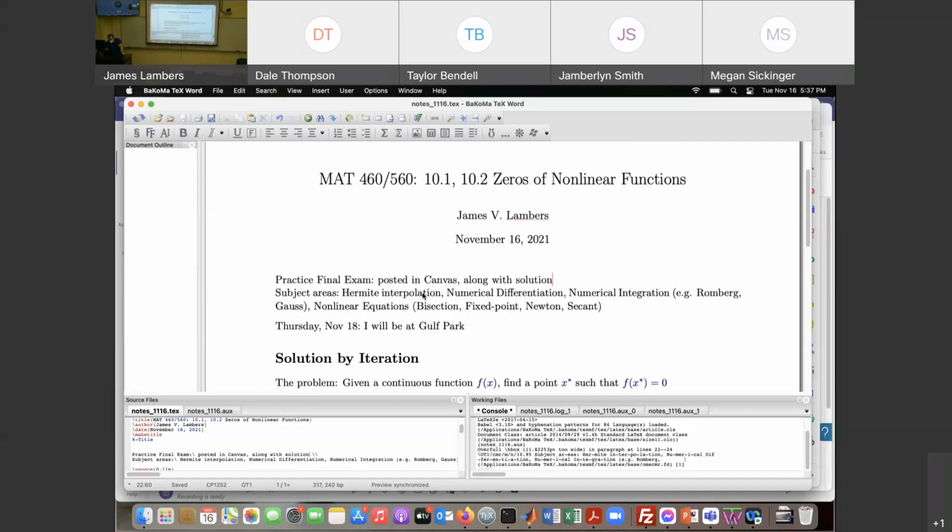So here are topics that will appear on the final, starting from the end of polynomial interpolation. This was not on the midterm. All the differentiation and integration material, and then what I'm about to cover starting today.